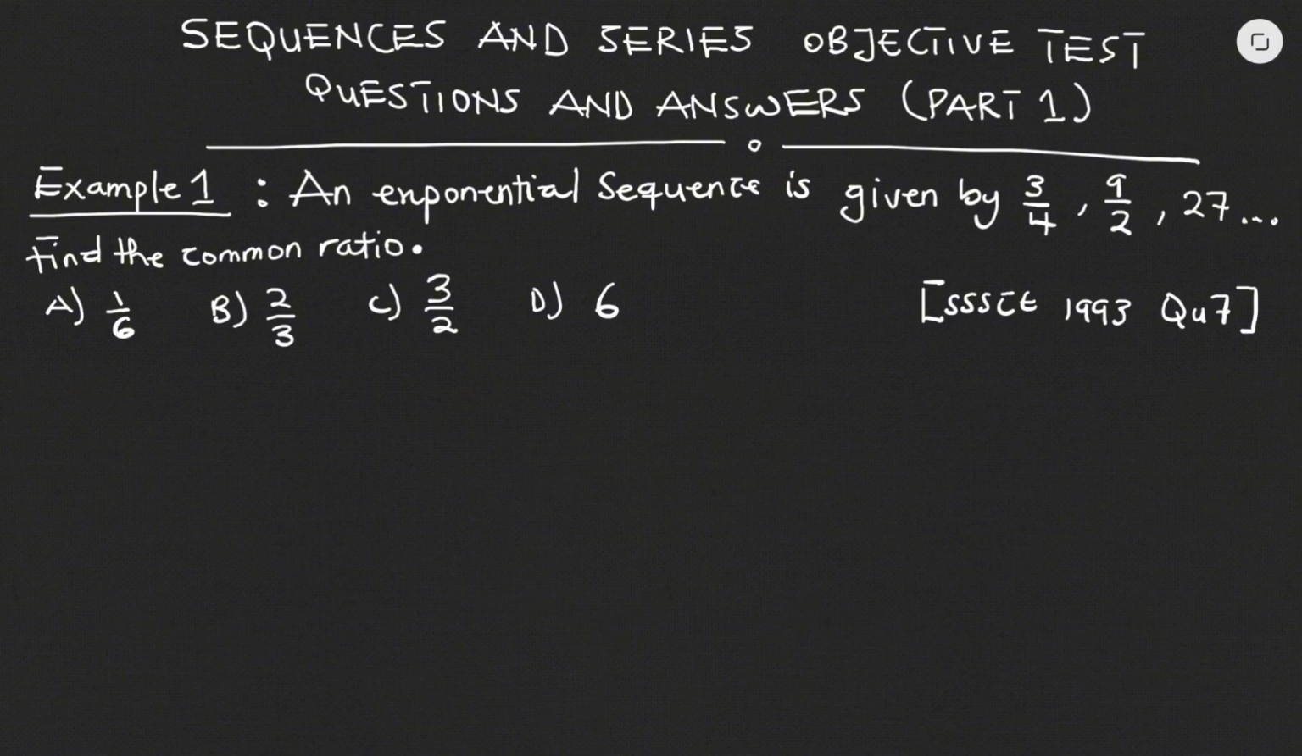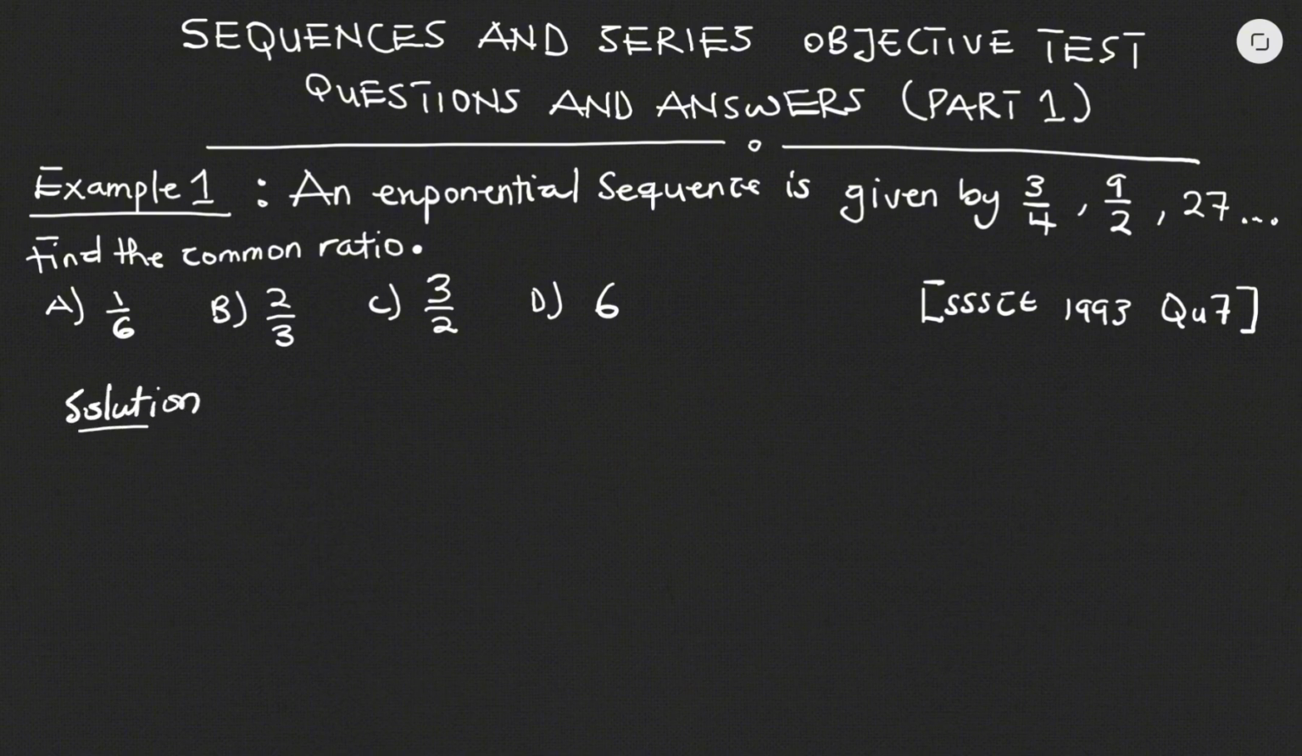We have an exponential sequence given by 3/4, that's the first term, 9/2, the second term, 27 the third term, and it continues. We have to find the common ratio. The options are: A is 1/6, B is 2/3, C is 3/2, and D is 6. This is the SSCE 1993 question number 7. Alright, so let's write down the solution to this problem.